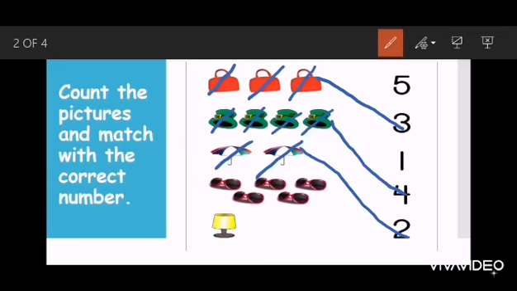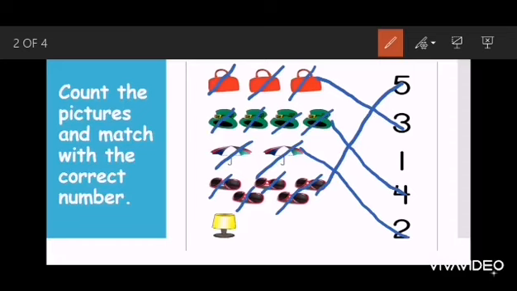Count how many cockles are there. 1, 2, 3, 4, 5. Is the first number, number 5? Yes. So we will match these cockles with its correct number like this.